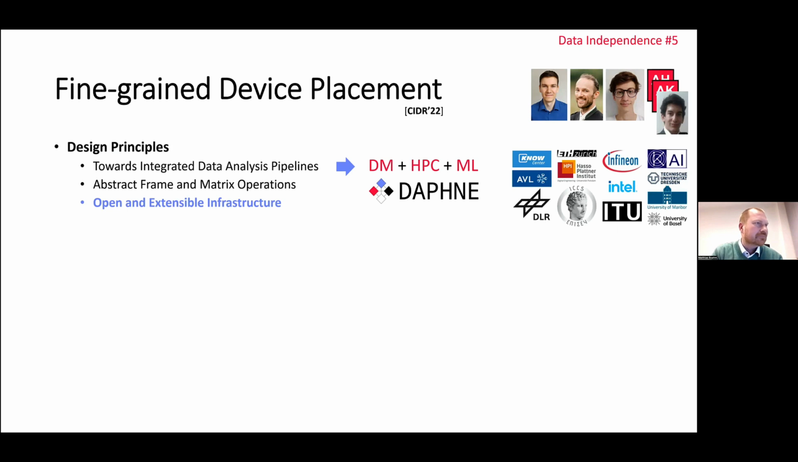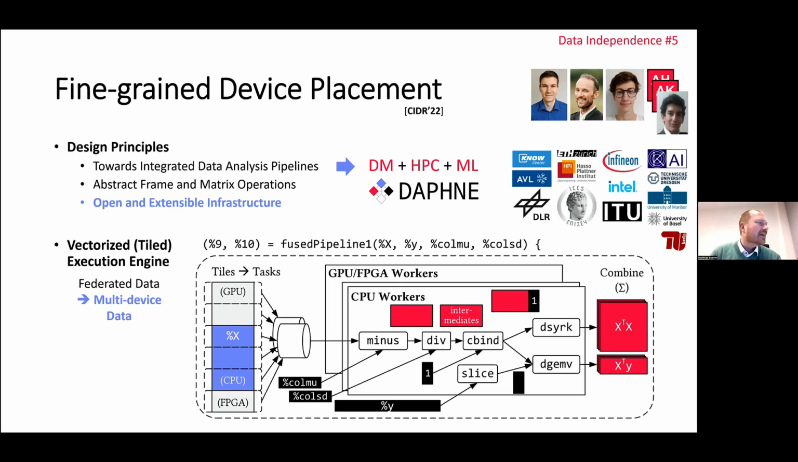So what we aim to do with a great consortium is to build an open and extensible system infrastructure to support those integrated data analysis pipelines, which now essentially also have a combination of query processing, simulation, and machine learning in them. Recently we added TU Berlin, so we are now also in the consortium, and the core of this architecture is a so-called vectorized tiled execution engine.